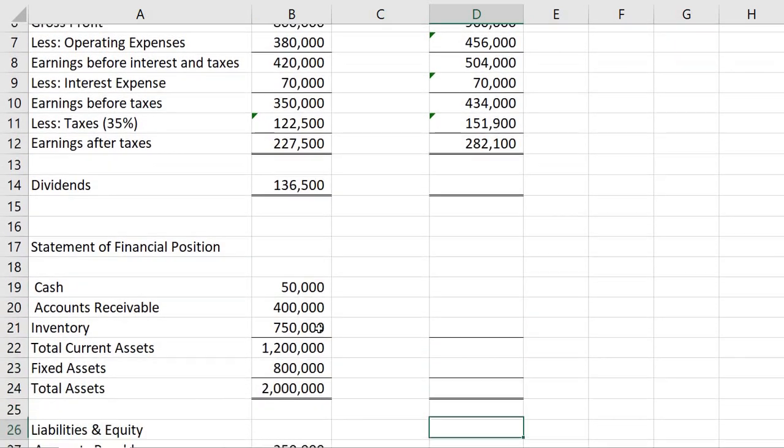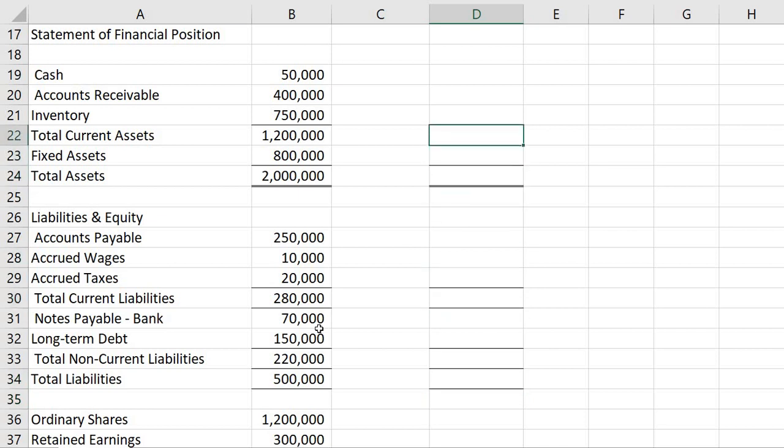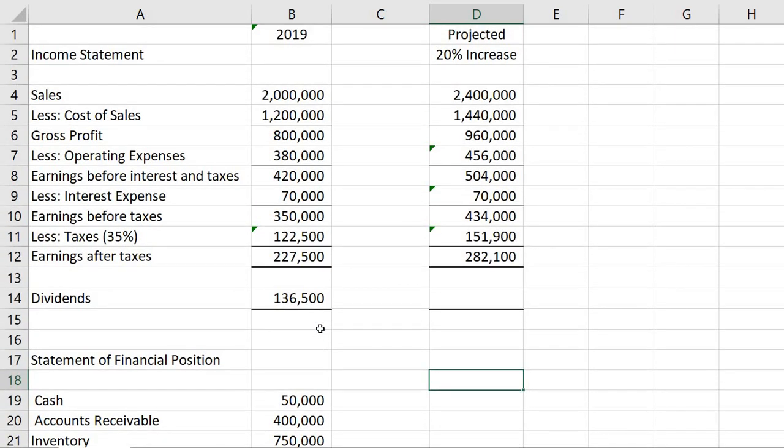So, we'll proceed to the statement of financial position. We have here your cash, your accounts receivable. Again, we will try to prepare a projected statement of financial position based on the increase in sales, which is 20%. So again, this is your projected increase in sales, assuming a 20% increase in your sales.